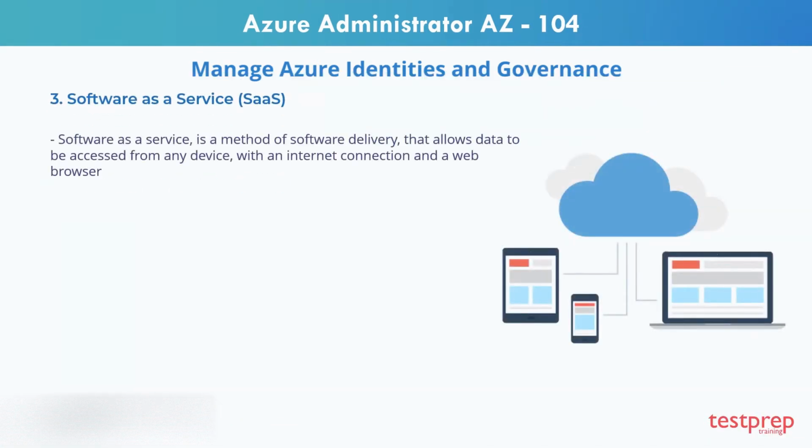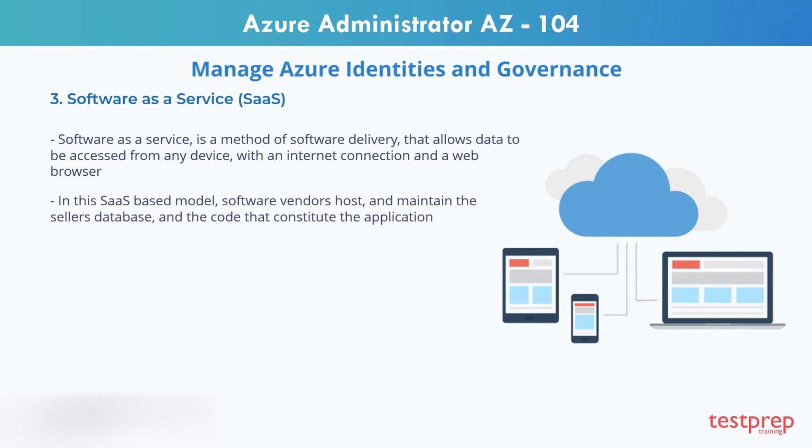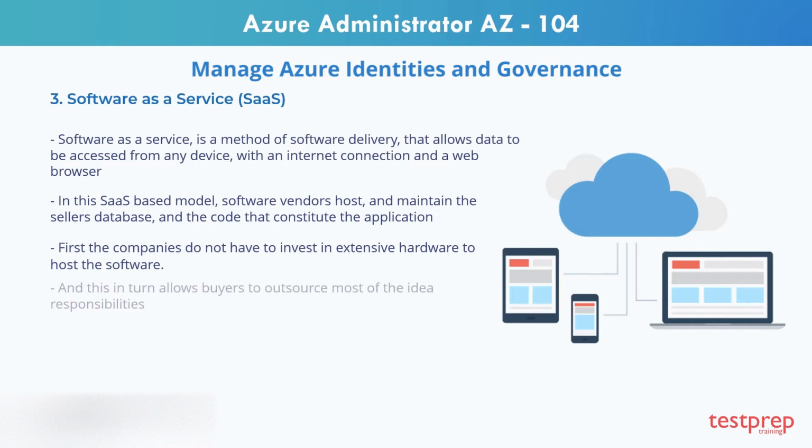Software as a Service is a method of software delivery that allows data to be accessed from any device with an internet connection and a web browser. In this SaaS-based model, software vendors host and maintain the seller's database and the code that constitute the application. First, the companies do not have to invest in extensive hardware to host the software. And this in turn allows buyers to outsource most of the IT responsibilities.